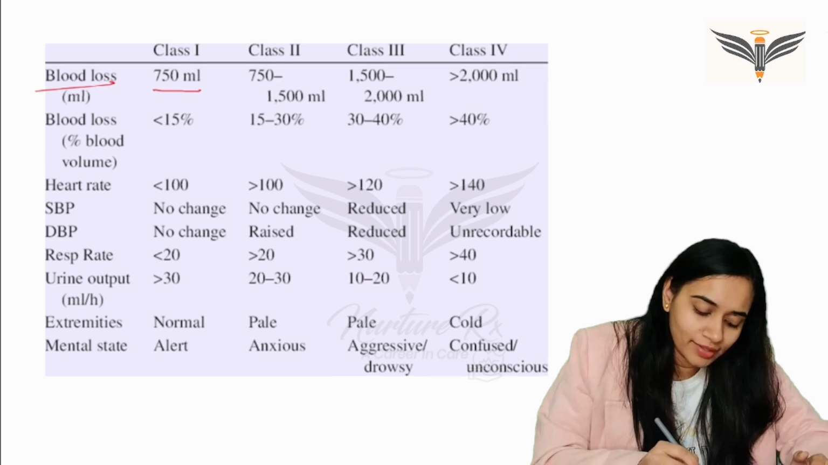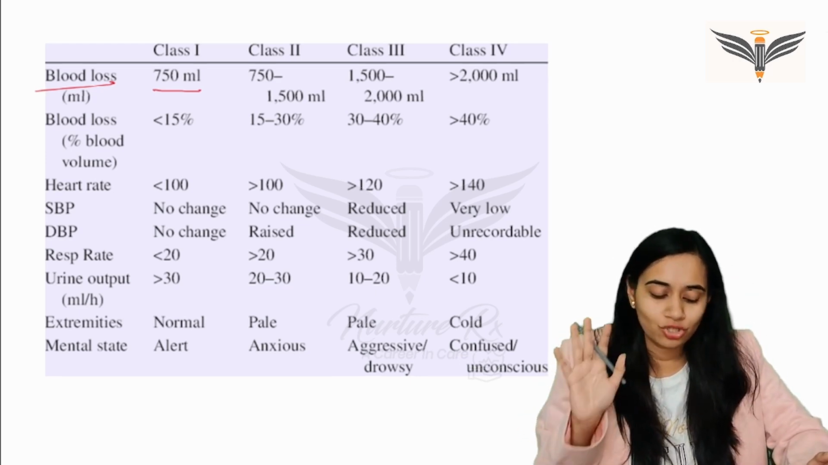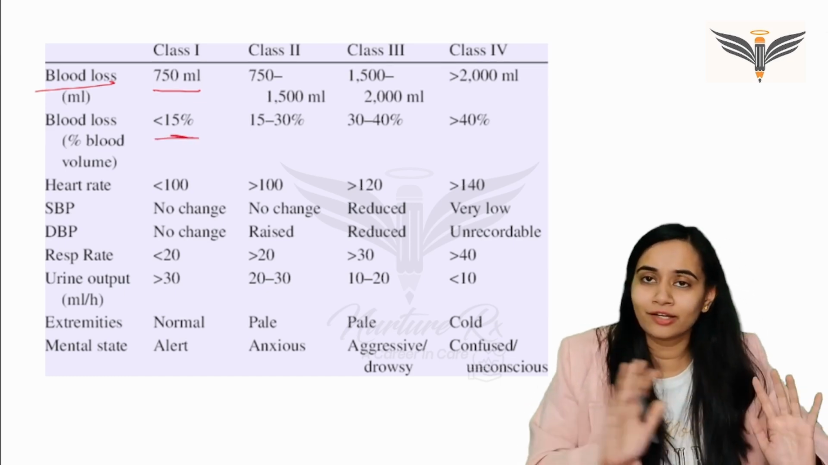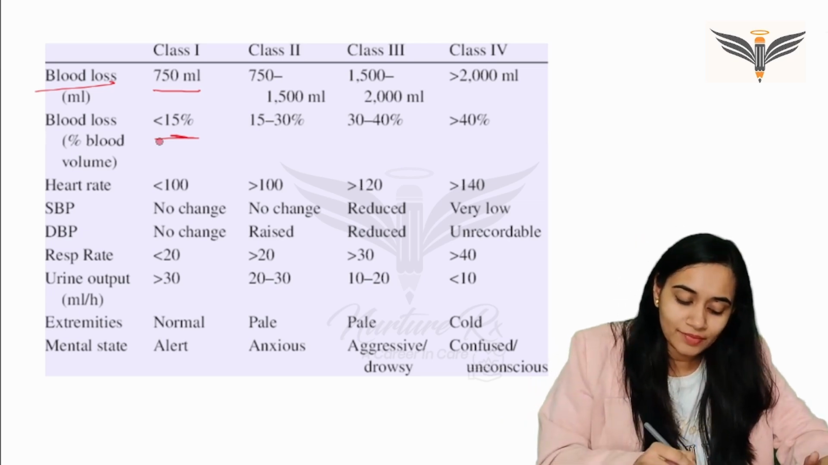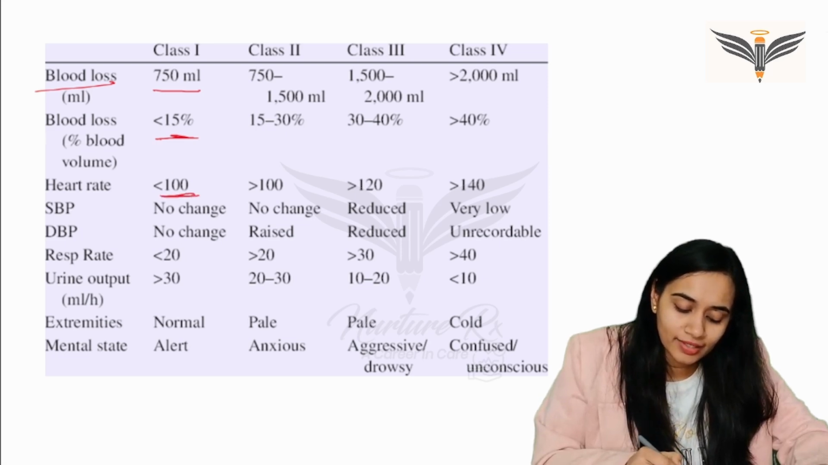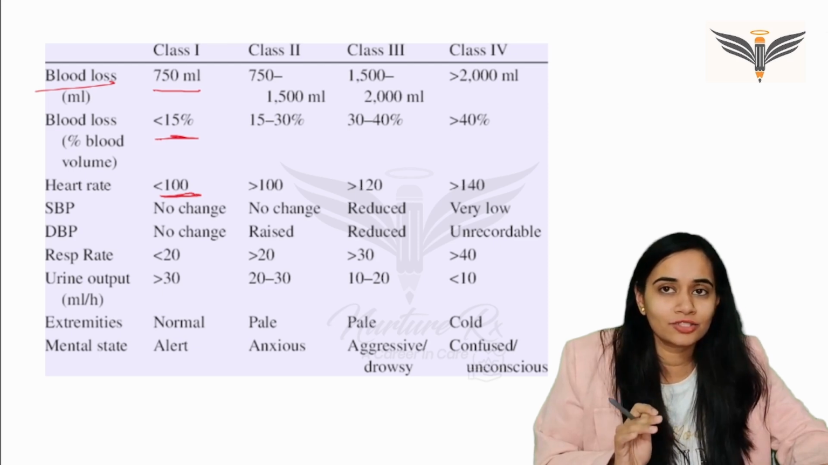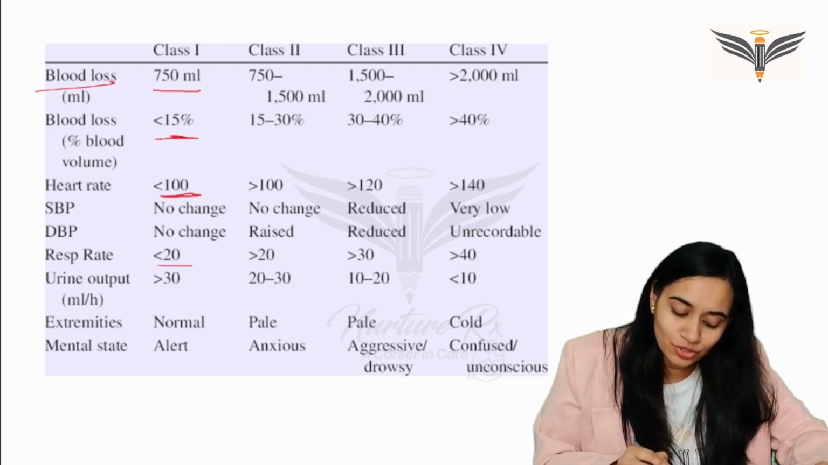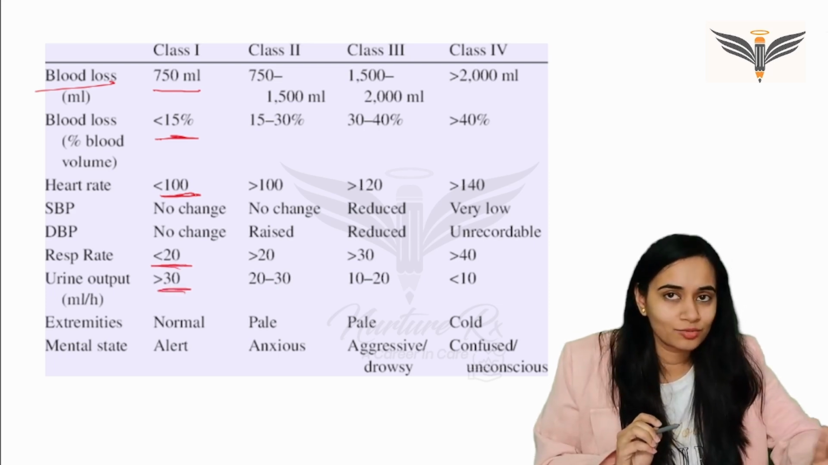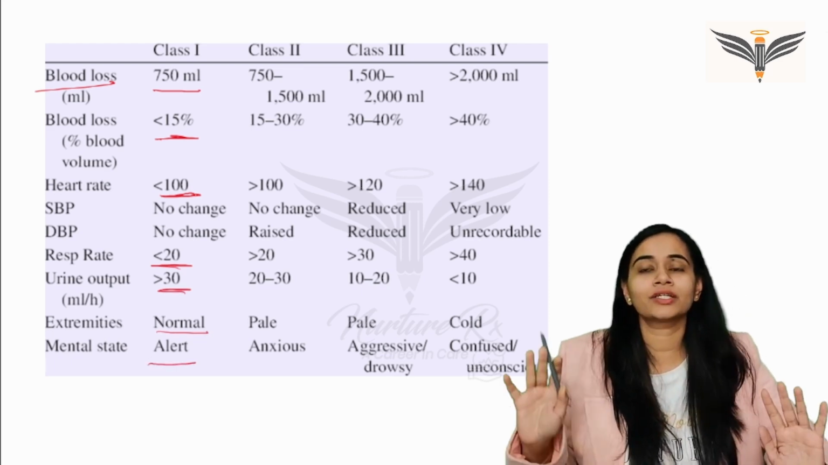Okay, so class 1, if up to 750 ml of blood is lost, it is just class 1 shock. 750 ml makes up how much? It should be less than 15% of your total blood volume. As long as it is less than 15%, it is your grade 1 shock. The heart rate is within normal limits, you can see it is less than 100. There is no change in systolic or diastolic BP. There is no change in respiratory rate. Urine output is also well maintained, more than 30 ml per hour. Your extremities are normal and the patient is usually alert.